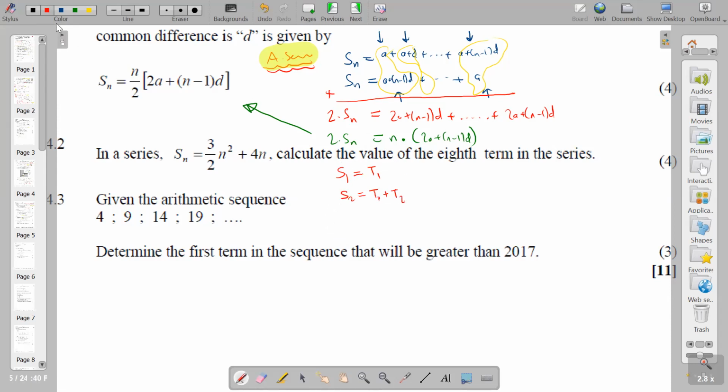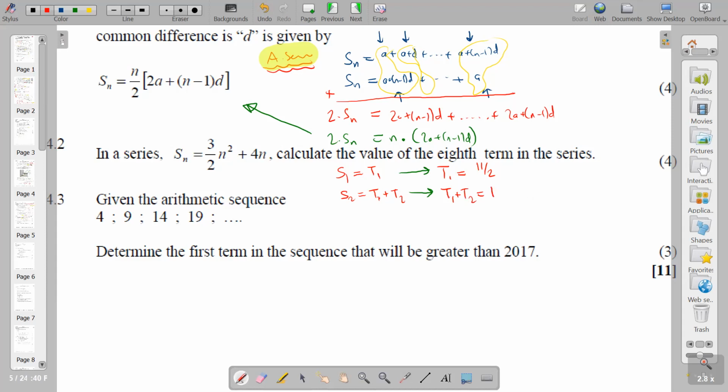Now, when I substitute 1 into my equation, it gives me the first term, actually. And when I substitute 2 into this equation, it gives me the sum of the first two terms. So what is T1 then? If you substitute 1 into this, it is 3 over 2 plus 4, which is 11 over 2. And what is T1 plus T2, the first two terms? Then you substitute 2, and we get 6 plus 2 squared, 6 plus 8.